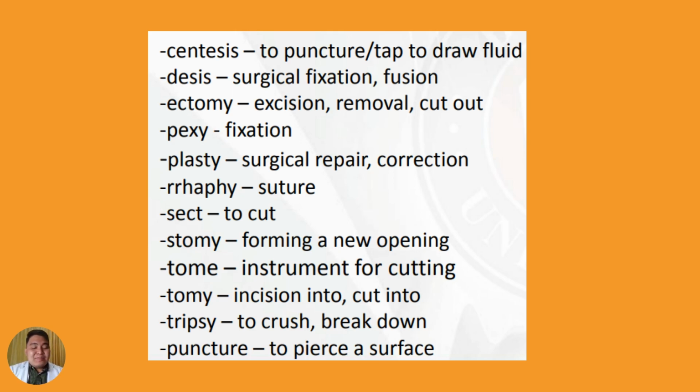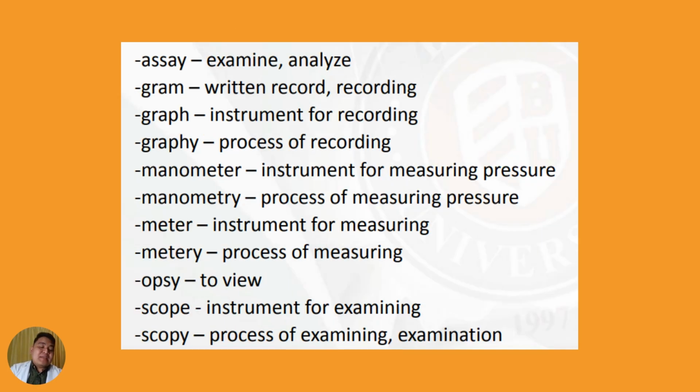Okay, did you understand? Next would be puncture, or to pierce a surface. If we combine vein and puncture, we form the word venipuncture, which means to pierce a surface in the veins. That is a concrete example of how we combine words, so we will get to know more of the practical aspect of forming words. Next would be assay, or examine or analyze: immunoassay. We will be examining the immune component of the blood.